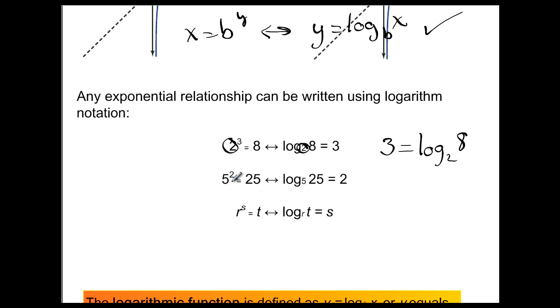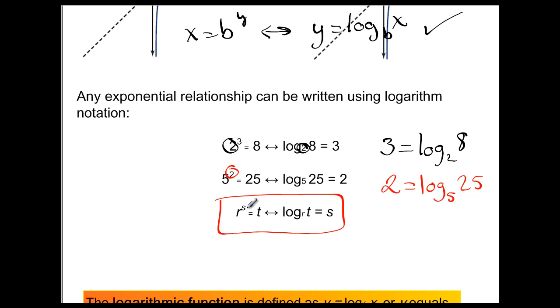Another practice one we could look at is, starting with exponent 2, 2 is equal to log base 5 of 25, and these are equivalent. So the general rule is right here: always look at solving for s equals log of the same base r, and then t.